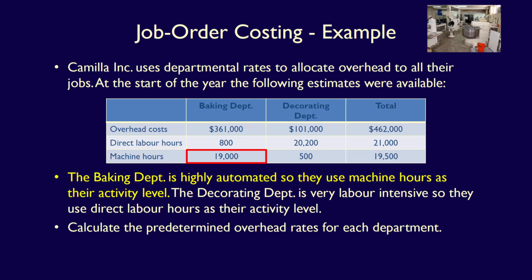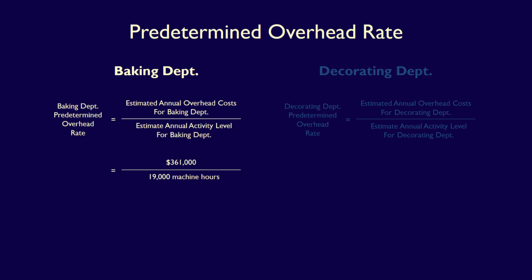Shouldn't we use the total machine hours of 19,500? Absolutely not. We are calculating the application rate for the baking department, so we only use the machine hours for the department, which is 19,000 machine hours. We also need the estimated annual overhead costs for the baking department, which is $361,000. We can now plug the information into the formula for the baking department.